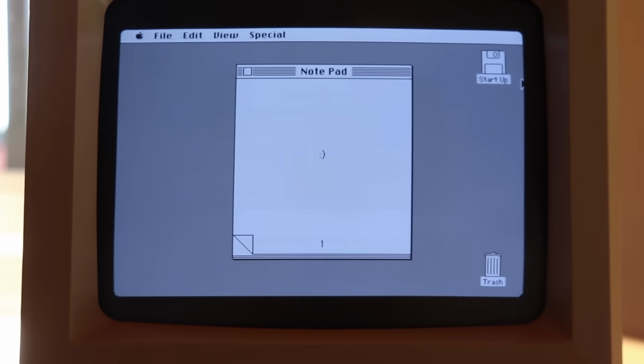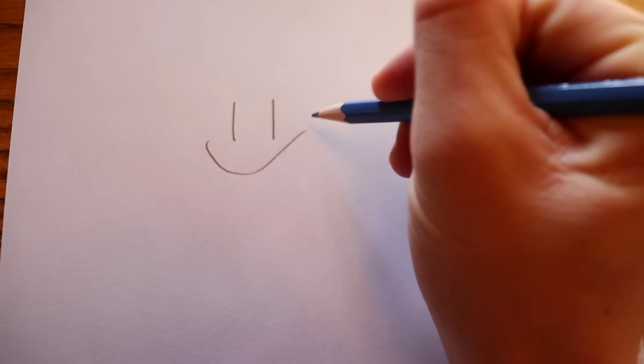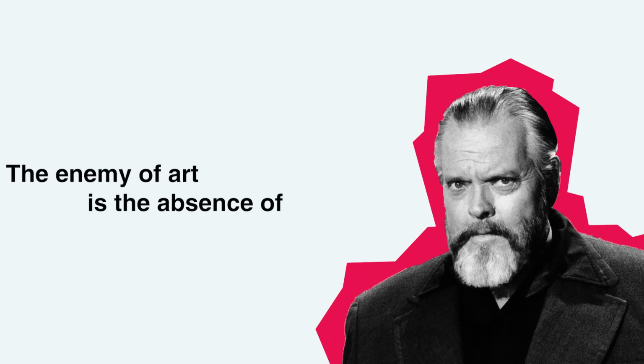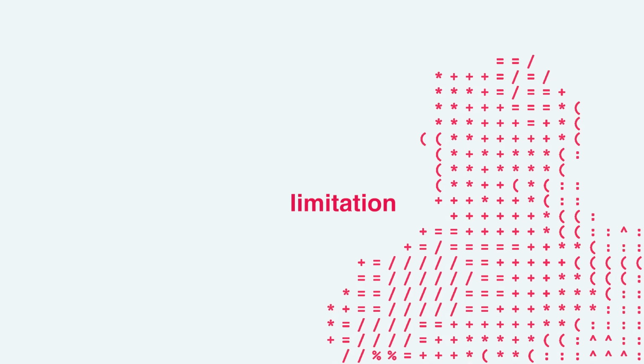Before computers, making faces wasn't really an issue. If you wanted to make a happy face, you could just draw a happy face. But a guy named Orson Welles once said, "The enemy of art is the absence of limitations." And what could be a bigger limitation than your brush being just a few select symbols?